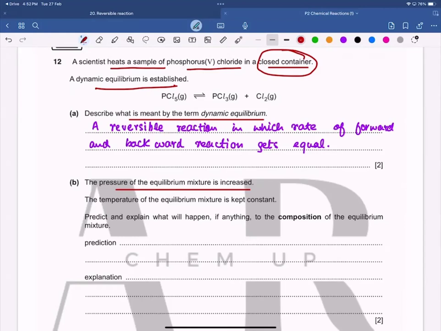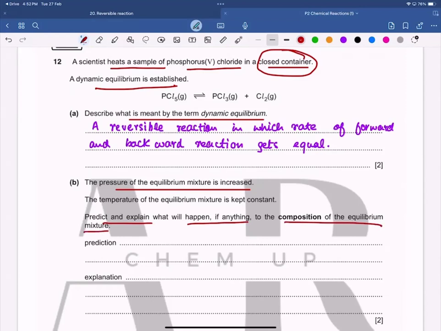Yes, sir, here we have gas, lesser moles of what? Gas. Pressure increase shifts the equilibrium where there are lesser moles of gases. Pressure decrease shifts the equilibrium where there are more moles of gases. Predict and explain what will happen, if anything, to the composition of the equilibrium mixture.